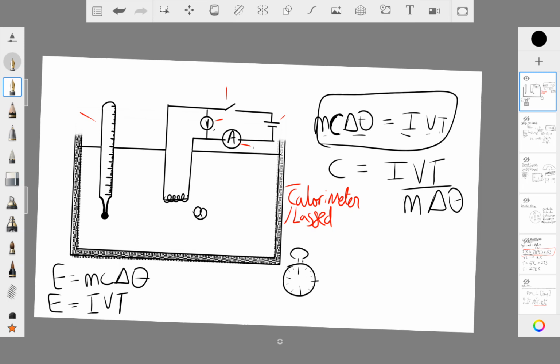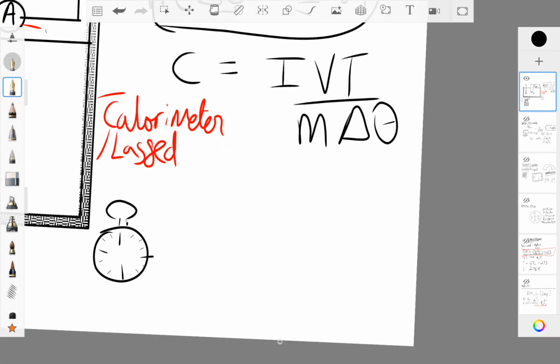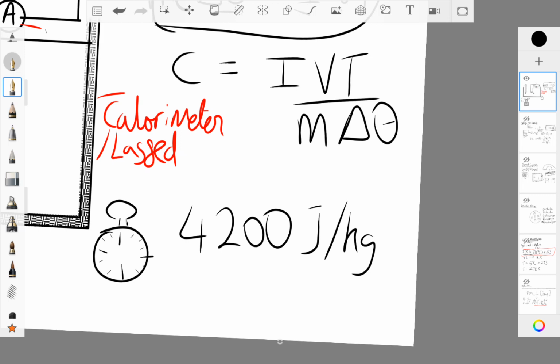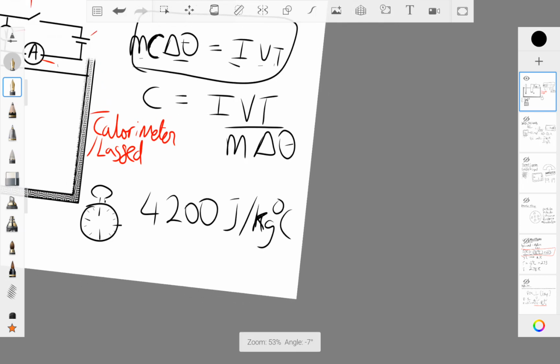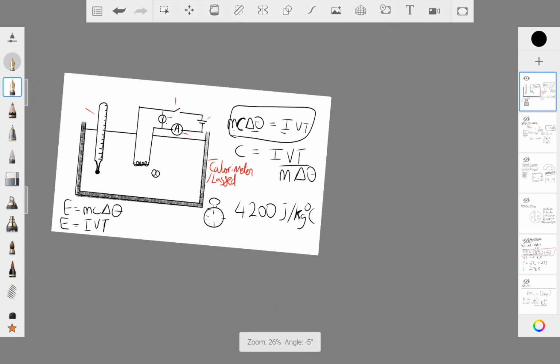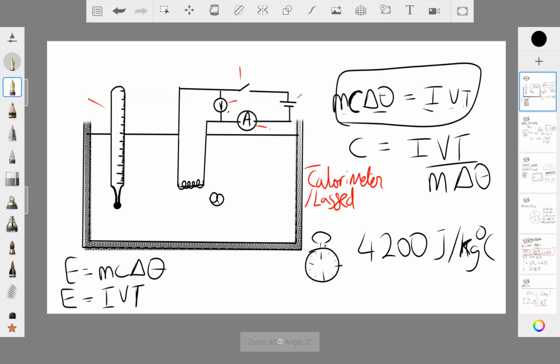Right. You also need to know the value for the specific heat capacity of water. Most questions assume they require you to know it beforehand. So let me just write that down for you. The specific heat capacity of water is approximately 4,200 joules per kilogram degree Celsius. And yeah, any conversions that you need to make. So sometimes in the question you need to give your answer as joules per gram degree Celsius. You can just make the necessary conversions from there.